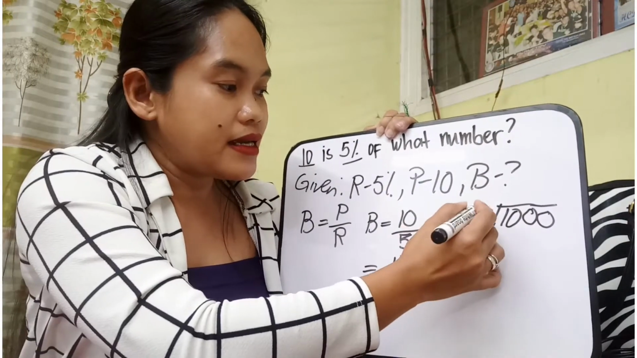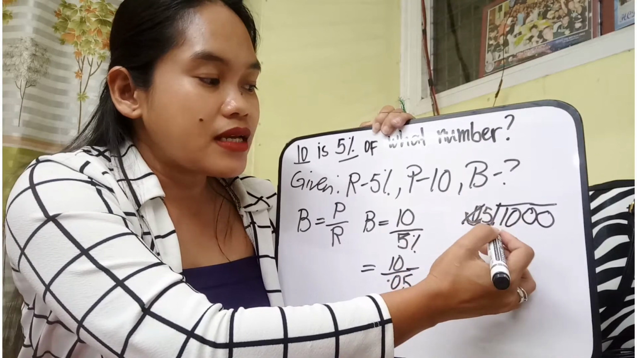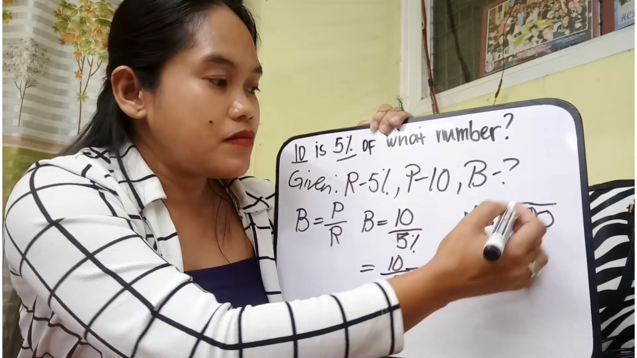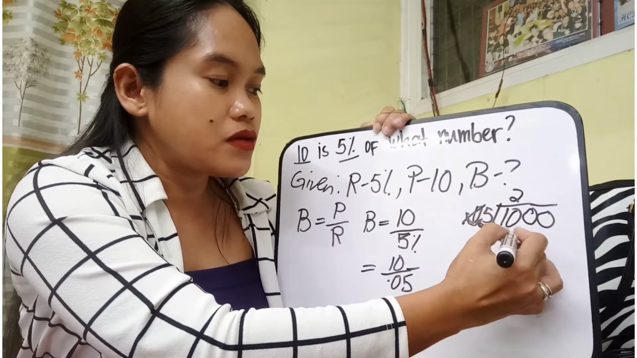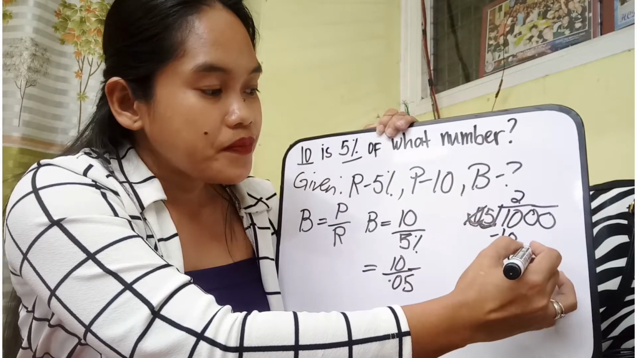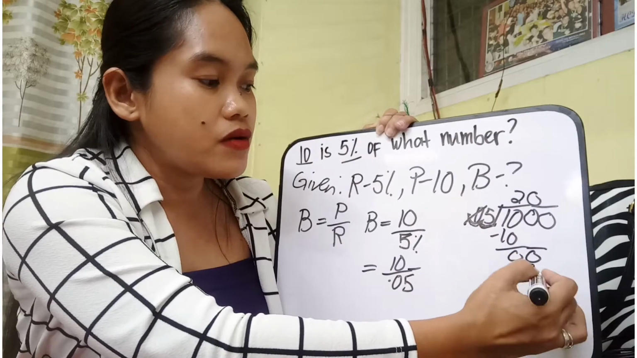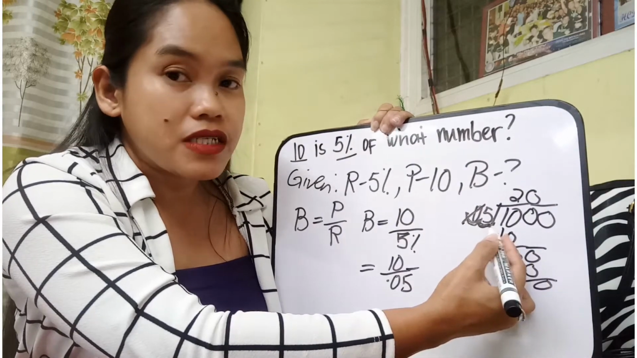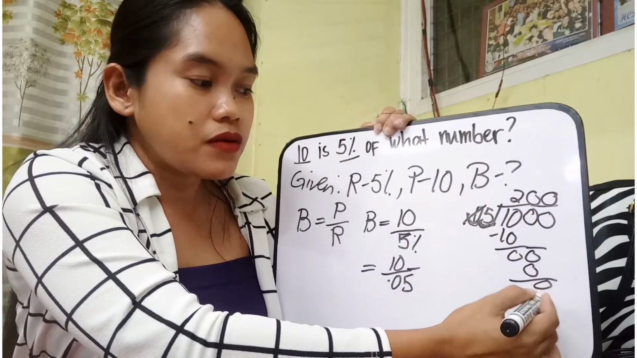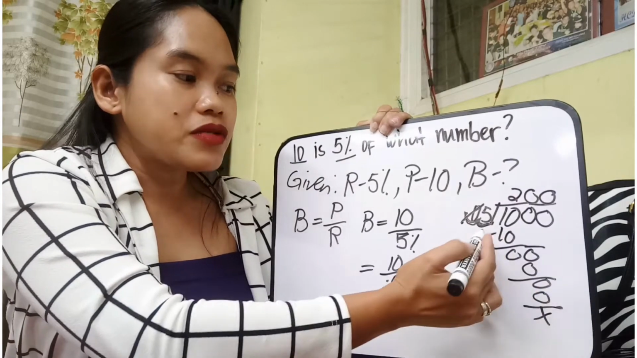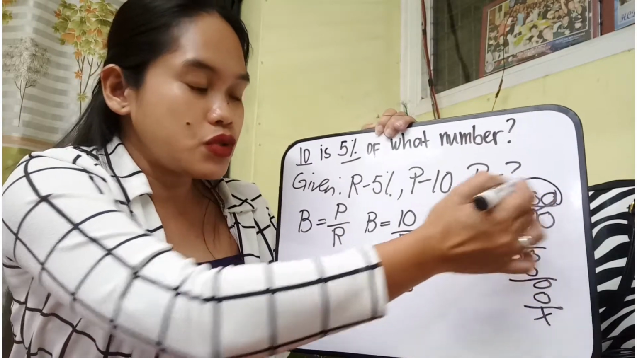So, ang mangyayari is maging 5 na yan siya. 1,000 divided by 5. So, 10 divided by 5 is equal to 2. 2 times 5 is equal to 10. Subtract. Bring down 0. So, 0 divided by 5 equals 0. 0 times 5 equals 0. Bring down 0. 0 divided by 5 is equal to 0. 0 times 5 is equal to 0. So, 1,000 divided by 5 is equal to 200.